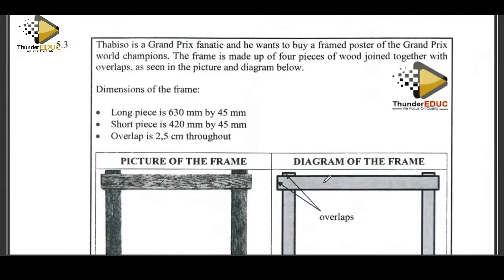Tabiso is a grand prix fanatic and wants to buy a framed poster. The dimensions of the frame are 630 millimeters by 45 millimeters and 420 millimeters by 45 millimeters. The overlap is 2.5 centimeters throughout. Anyway, what are we looking at?